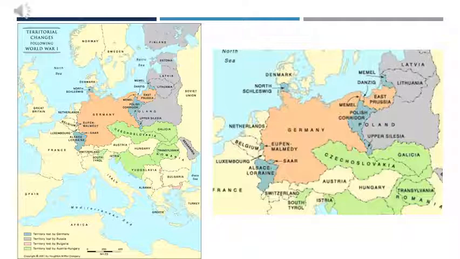West Prussia is on the west side of Germany. The part in blue was given to the newly established Poland.